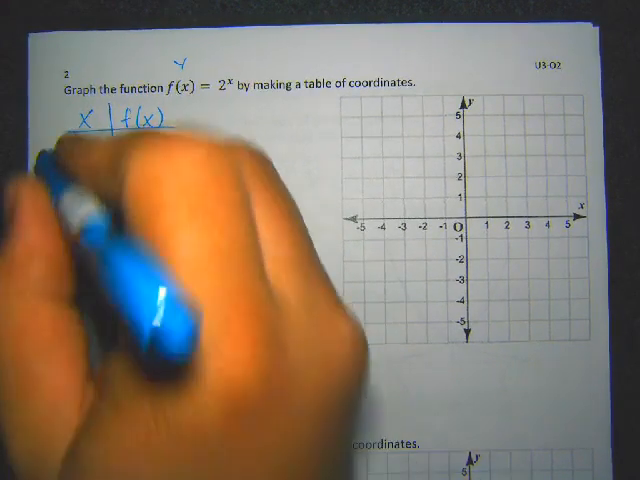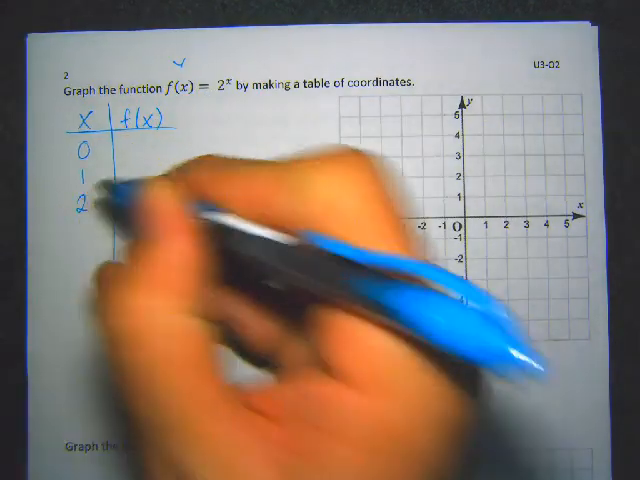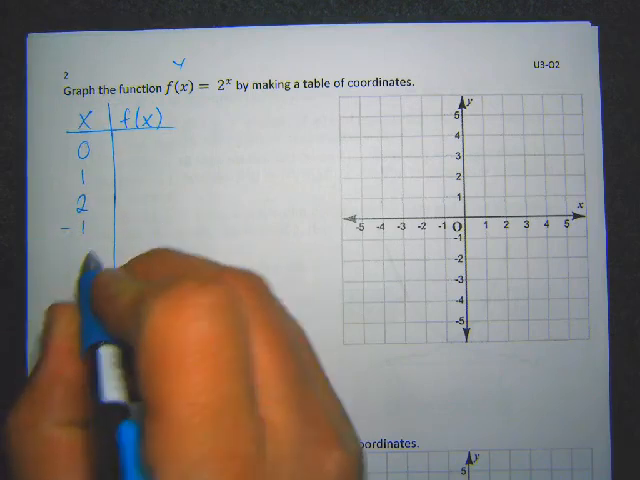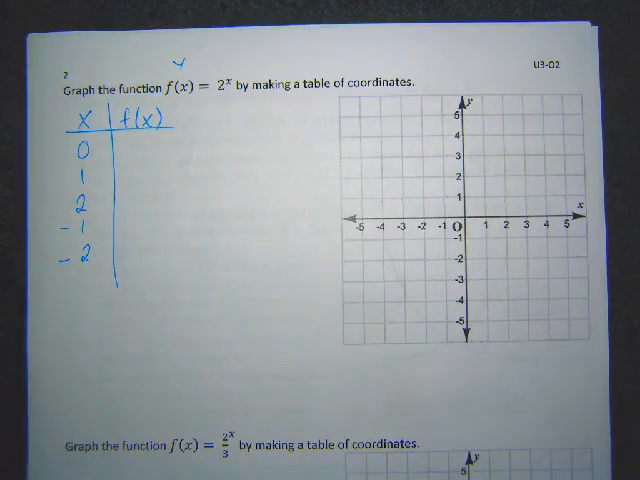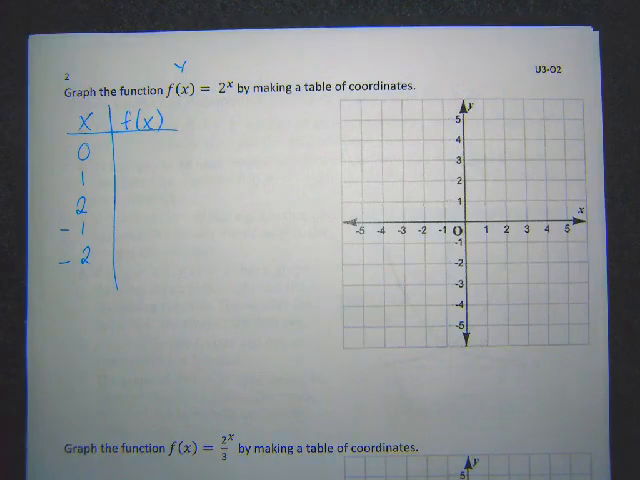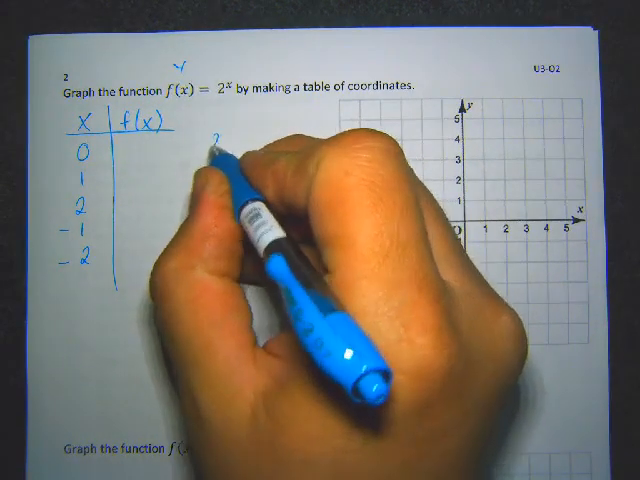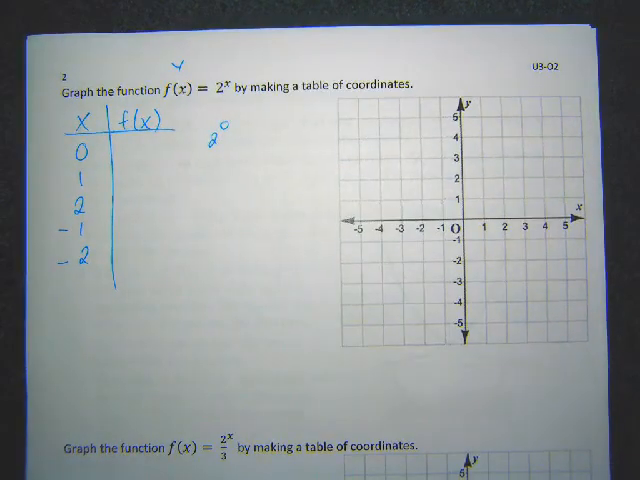So I might start with easy stuff like 0, 1, 2. Also, it's always good to see what happens on the negative side. So I might put in some numbers like -1, -2. There I've got 5 numbers. This is probably good enough to figure out what's going to happen. So each one of these I'm going to plug in here and see what happens. So I'm going to do 2 to the 0. Well, 2 to the 0 is just 1, right?